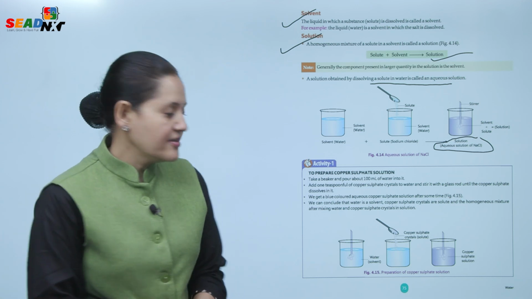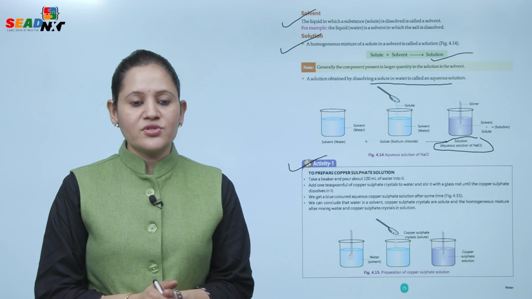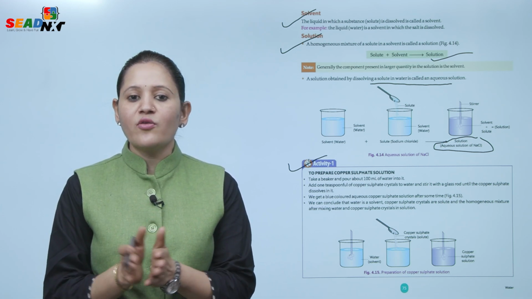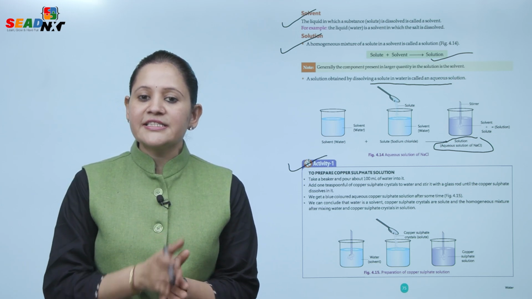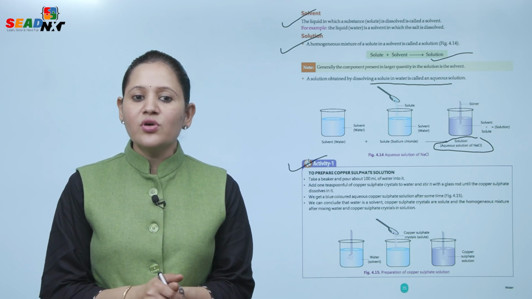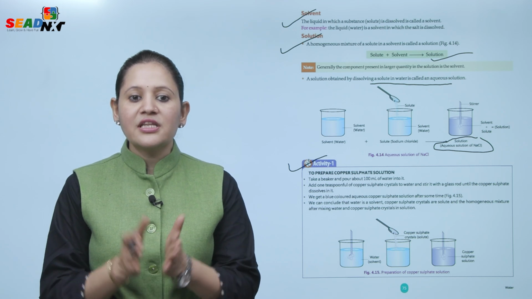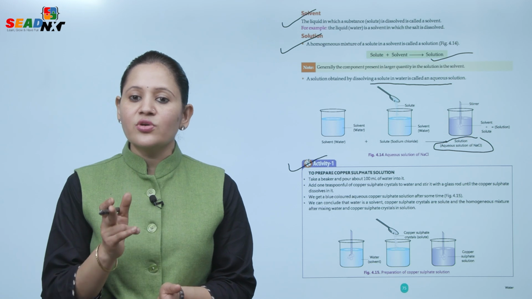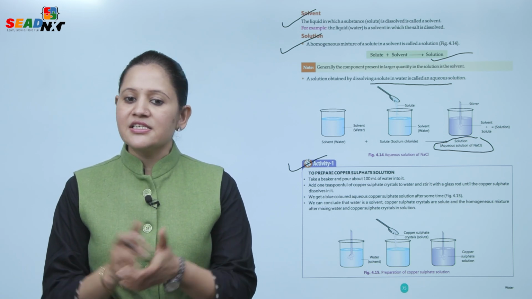Next, we will take an activity. To prepare copper sulfate solution, what do we have to do? Take a beaker and pour about 100 milliliter of water into it. Add 1 teaspoon of copper sulfate crystal to water and stir it with a glass rod until the copper sulfate dissolves in it. We get a blue colored aqueous copper sulfate solution after some time. We can conclude that water is a solvent and the copper sulfate crystals are solute, and the homogeneous mixture after mixing water and copper sulfate crystals is the solution.